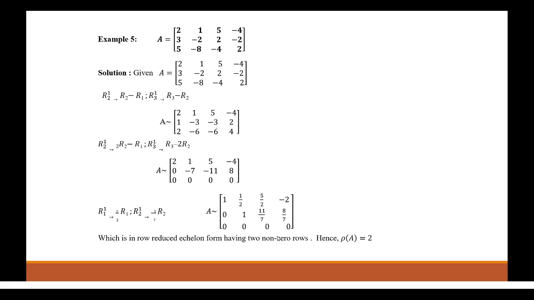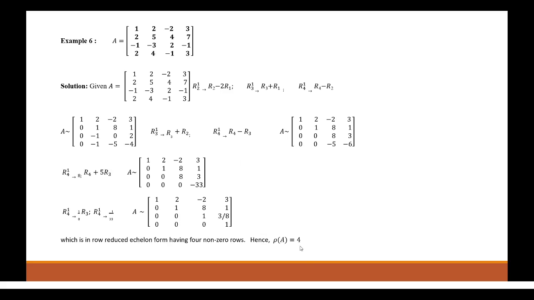In this matrix, the last row is zeros. There are 2 non-zero rows. For that reason, the rank of the matrix is 2. Next, we move on to example 3.